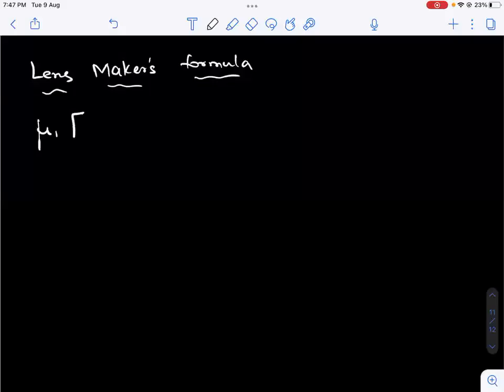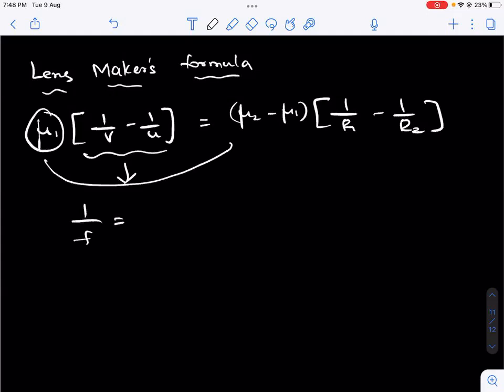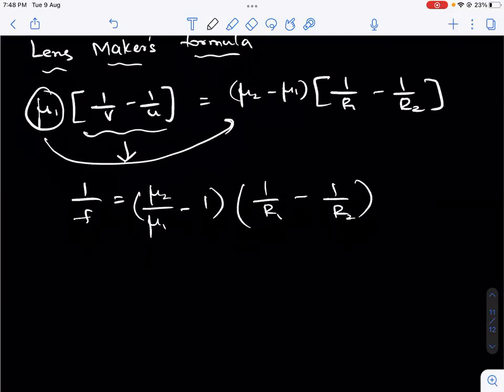So what did we have? Mu1 into 1 by v minus 1 by u is equal to mu2 minus mu1 into 1 by r1 minus 1 by r2. So 1 by v minus 1 by u is 1 by f. Take the mu1 to the other side. When you do that, you get mu2 by mu1 minus 1 into 1 by r1 minus 1 by r2. Is that clear?